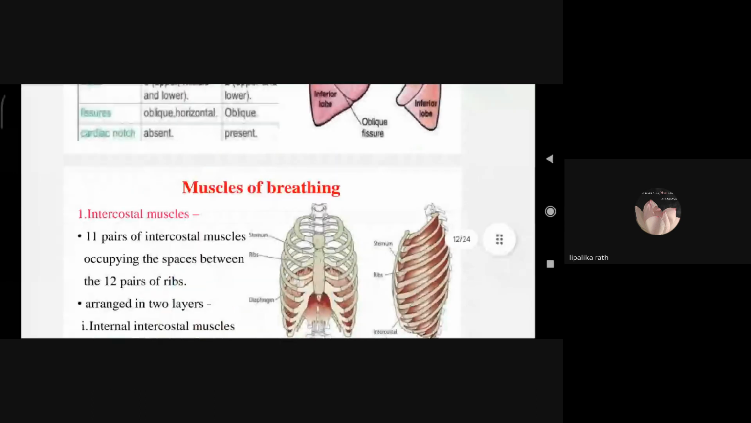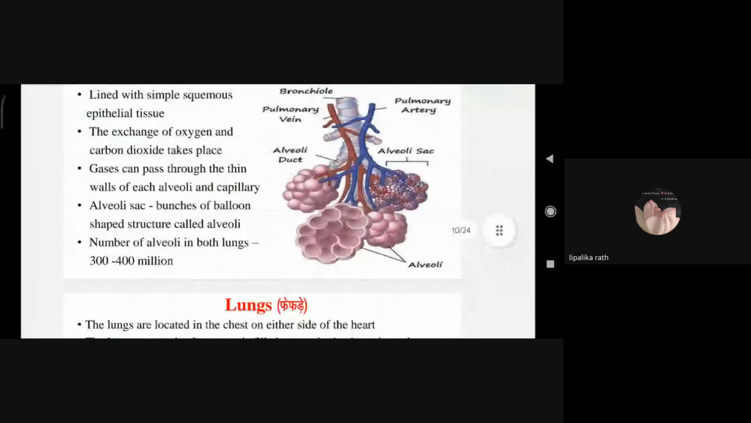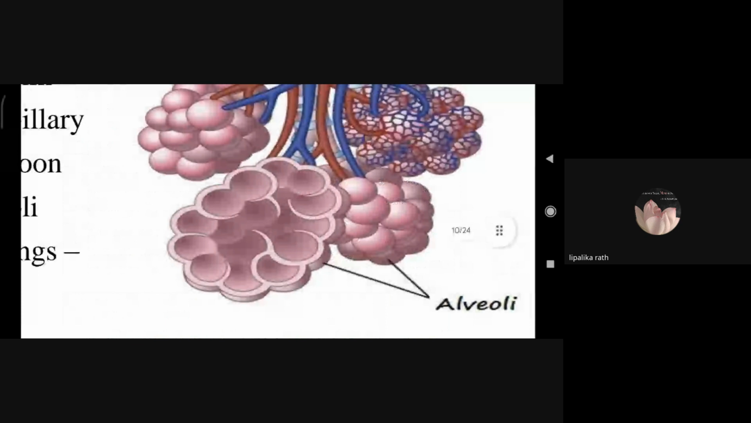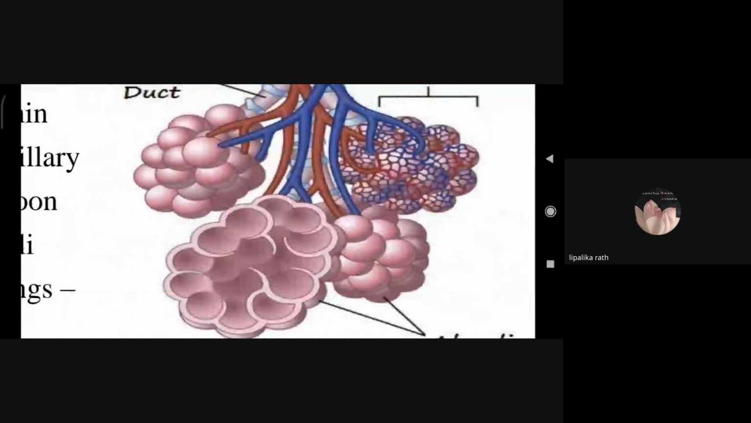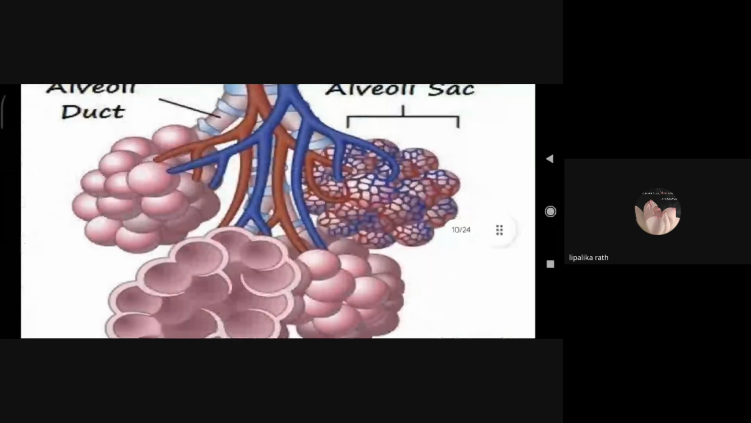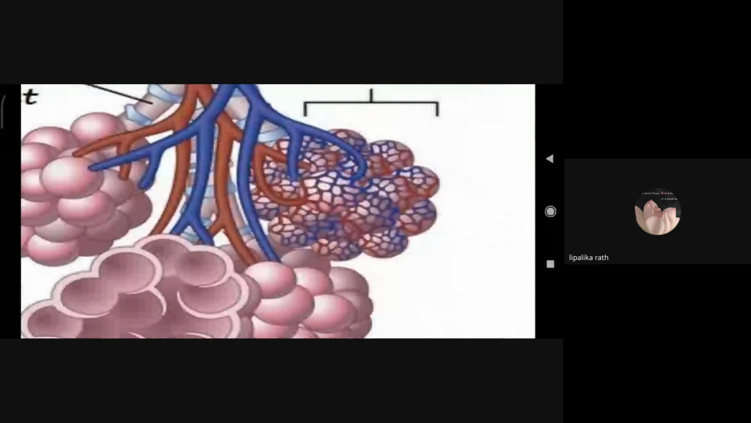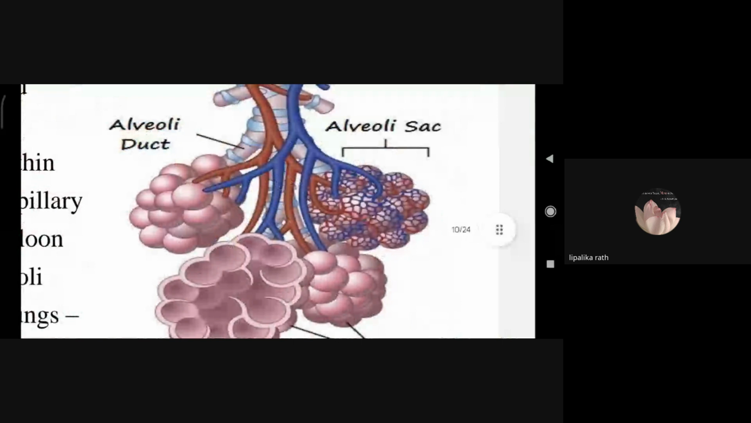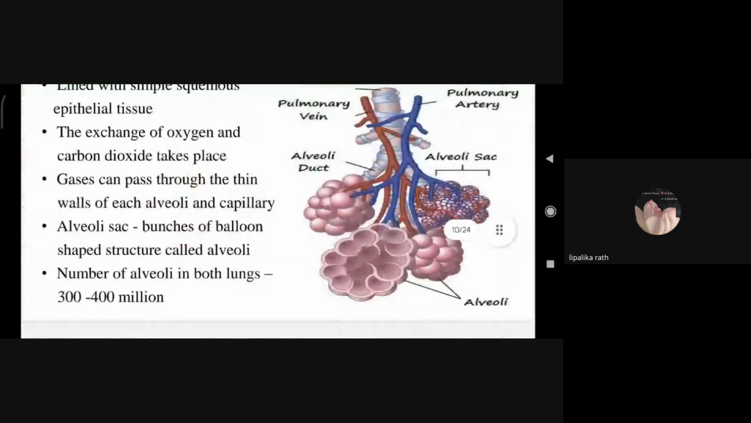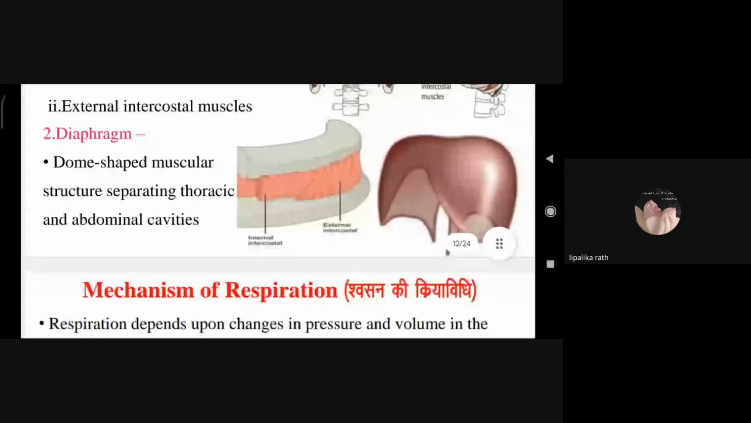Oh, yeah, this one. You can see here these are the bunches of alveoli. You can see them like bunches of grapes. And here you can see how capillaries are covering the alveoli. The wall between alveoli and capillaries is very thin. That is why the diffusion process takes place very quickly.